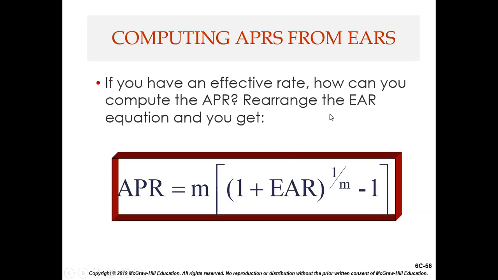If you have an effective rate, how can you compute the APR? Just rearrange the formula. So it would be the number of compounding periods times 1 plus the effective annual rate to the 1 over the number of compounding periods power minus 1.